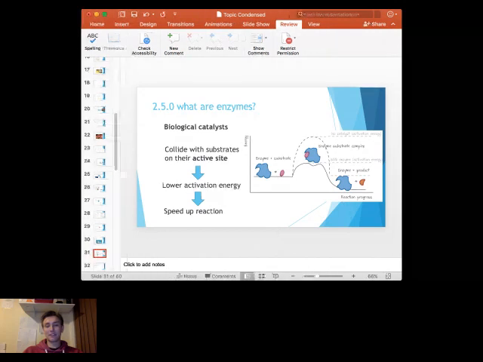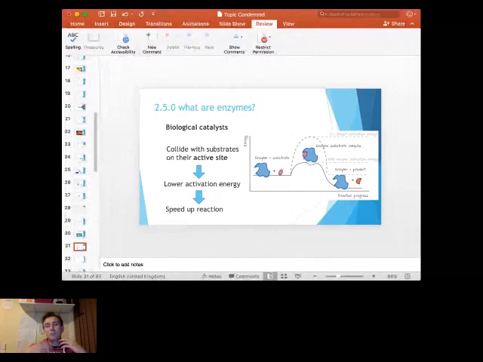But yeah, so the main thing is that enzymes speed up a reaction. They don't allow for reactions that would never have occurred in the first place to occur, but they do make things go faster. And because the cell is constantly doing different reactions, it's much more beneficial to have them occur really fast, right? So what you have to know is that enzymes are biological catalysts. They collide with their substrates on their active sites, in the process lowering activation energy, and so speeding up how fast a reaction can occur. Okay?